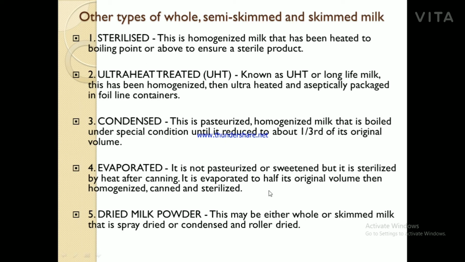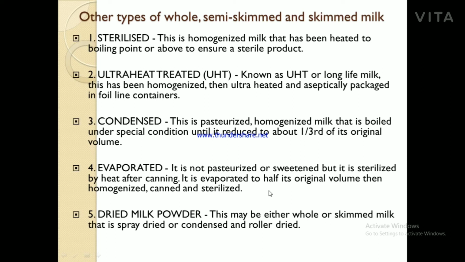Other types of milk besides whole, semi-skimmed and skimmed. First one, sterilized. This is homogenized milk that has been heated to boiling point or above to ensure a sterile product. UHT, ultra heat treatment, known as UHT or long life milk. This has been homogenized, then ultra heated and aseptically packed in foil lined containers.